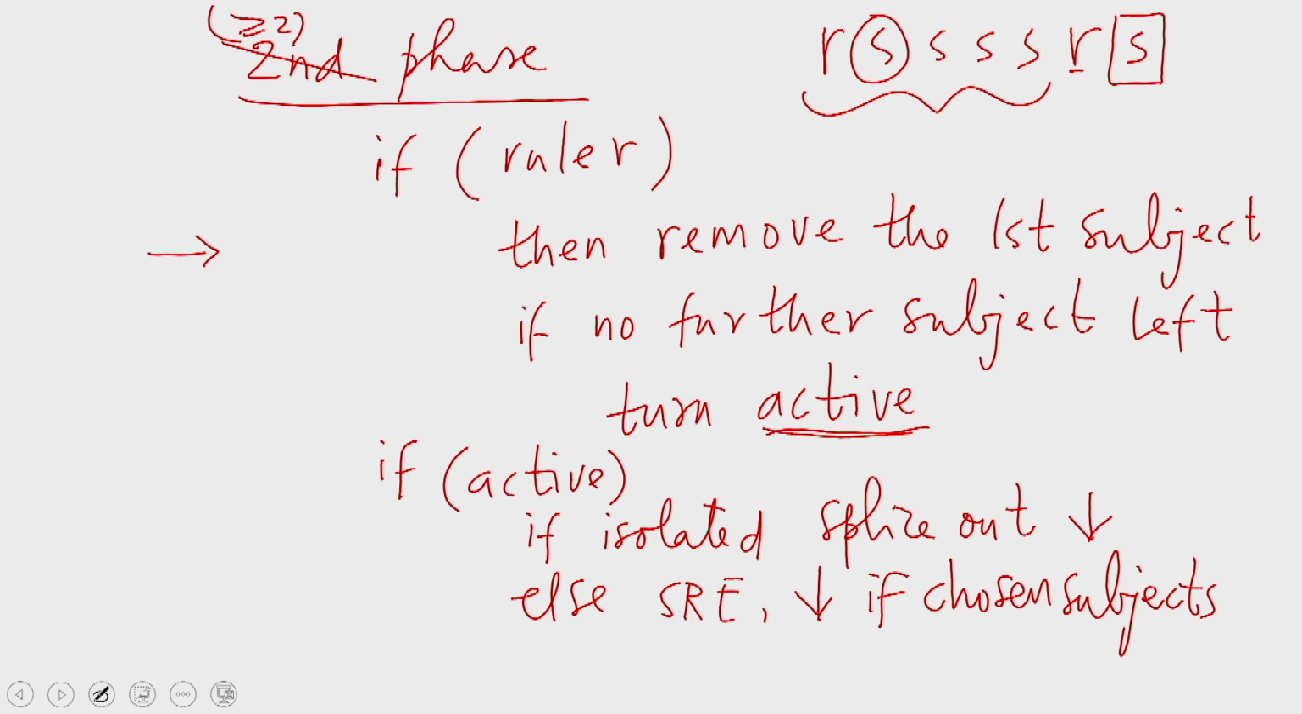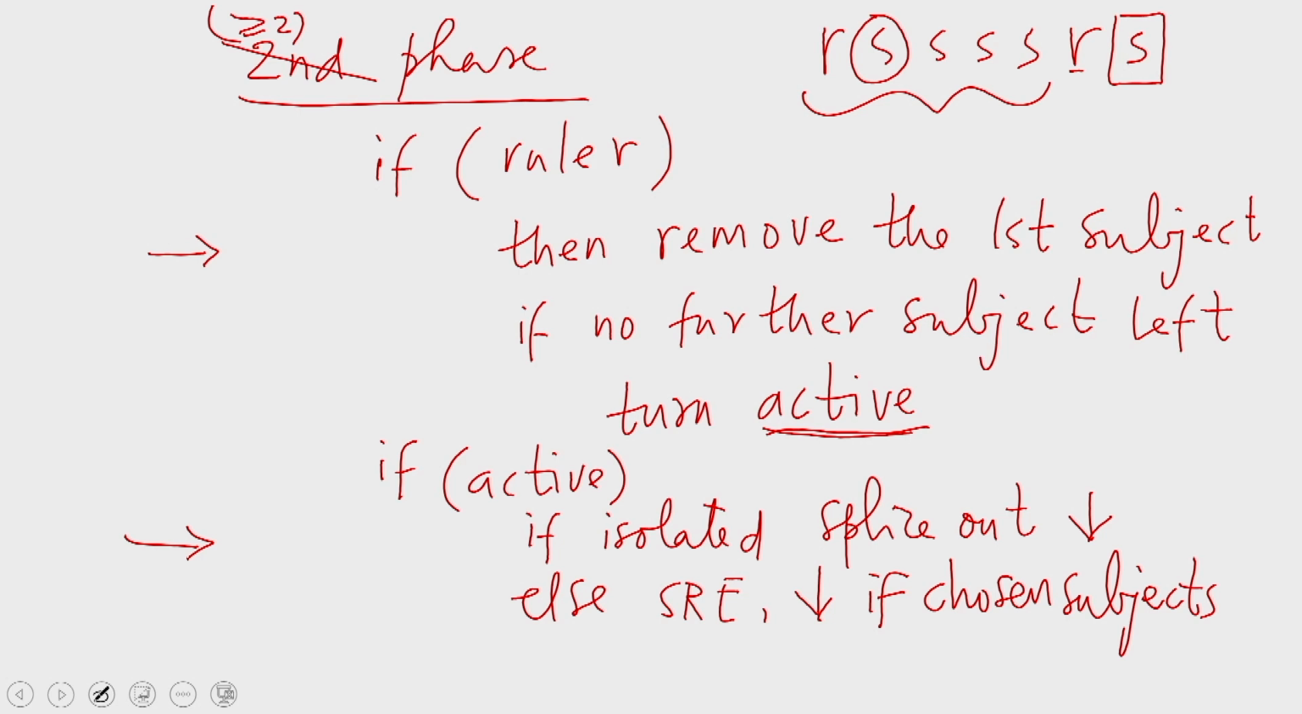So, after the turn of the ruler nodes is over, we consider all the active nodes. If an active node is isolated, we splice the active node out of the list. So, this is another instance during a phase when an independent set will be removed from the list. So, in every phase, we are in fact removing two independent sets from the list.